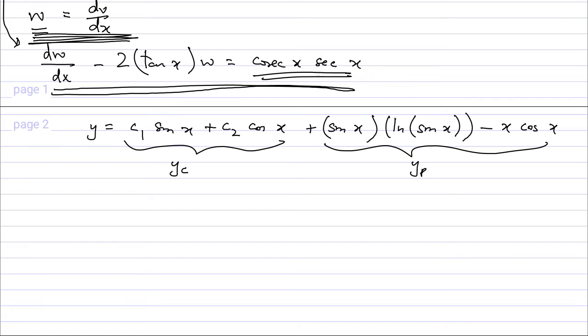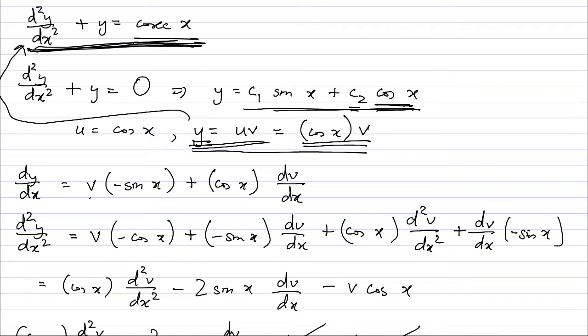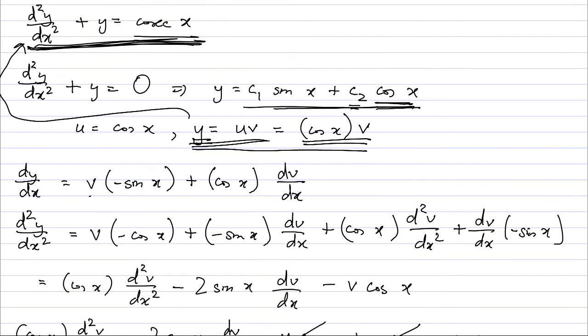Fine. This technique is especially useful. This technique of knowing the complementary function is also useful for finding out the other part of the complementary function. For example, over here, all I used was the fact that u is equal to cosine x. I could have used u is equal to sine x equally well.